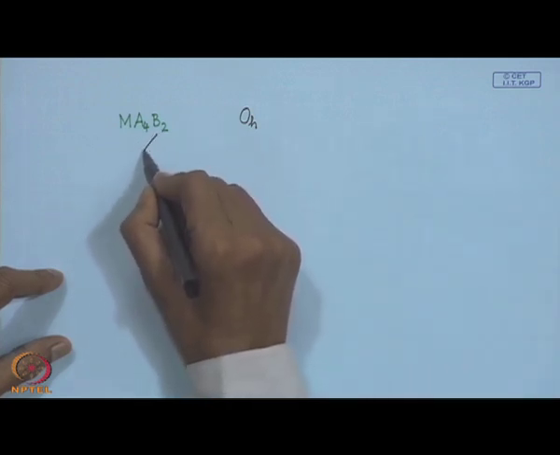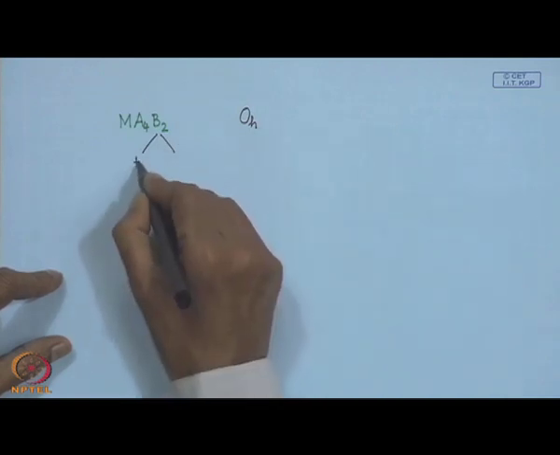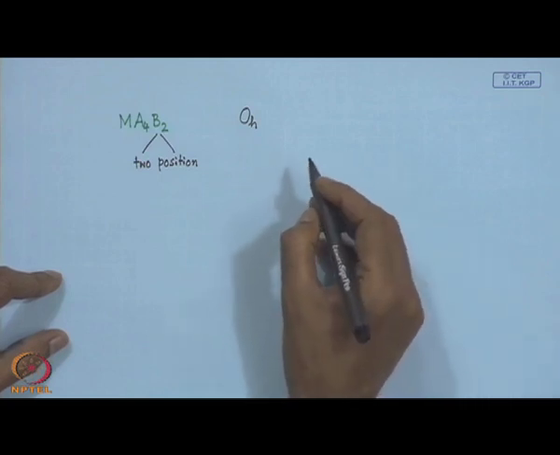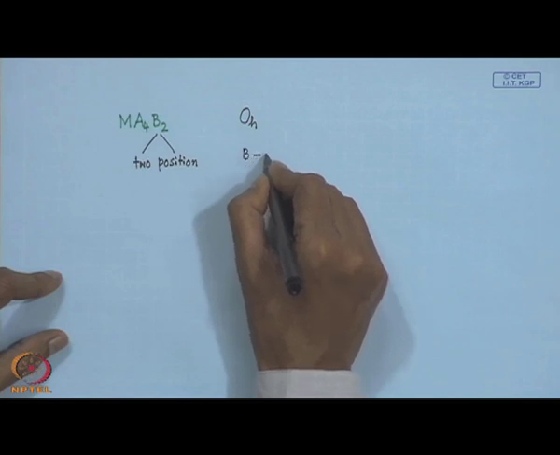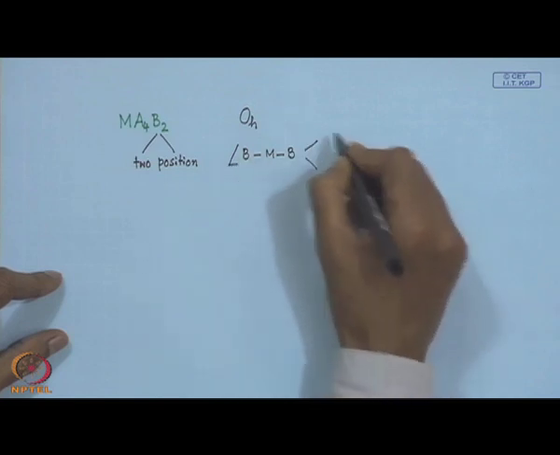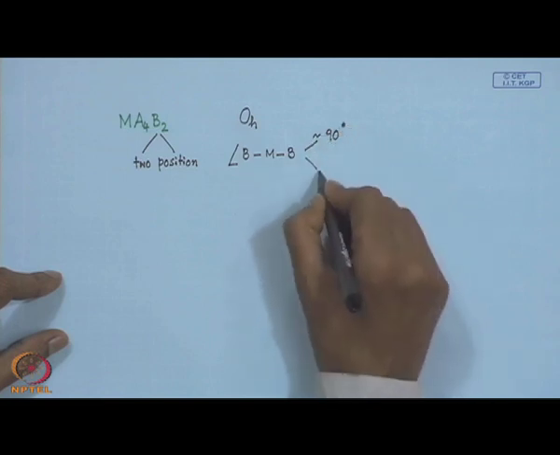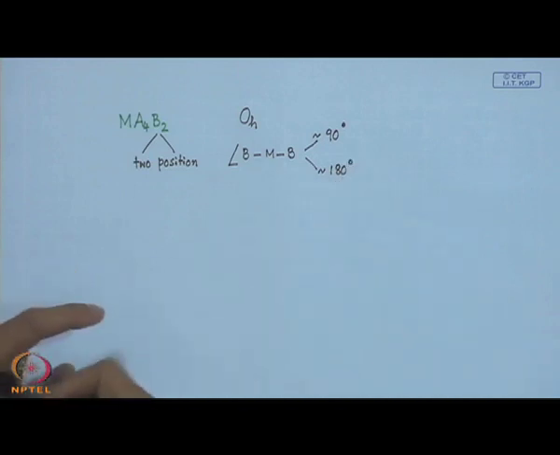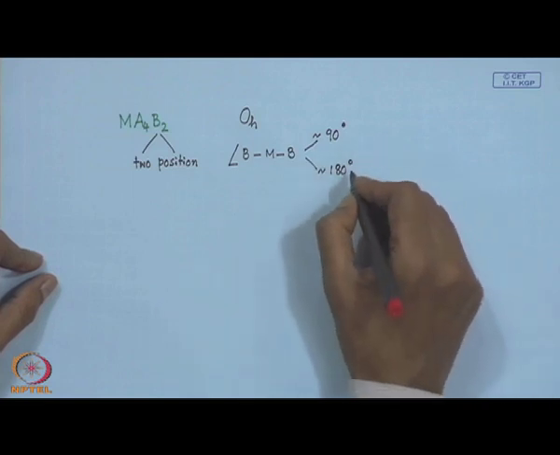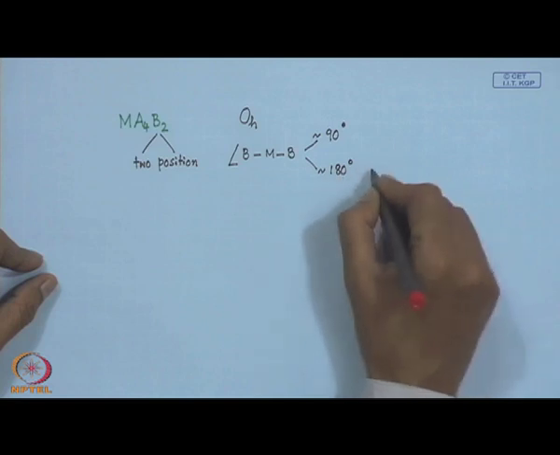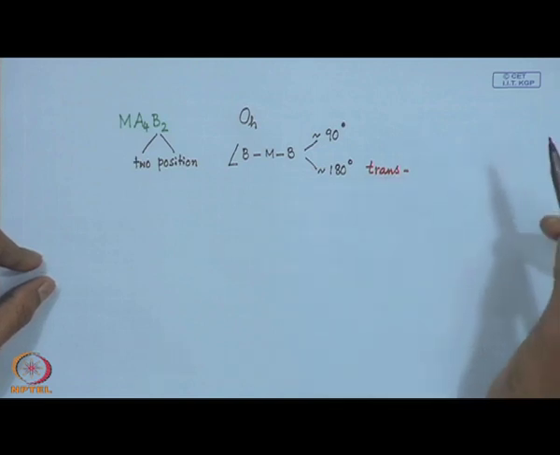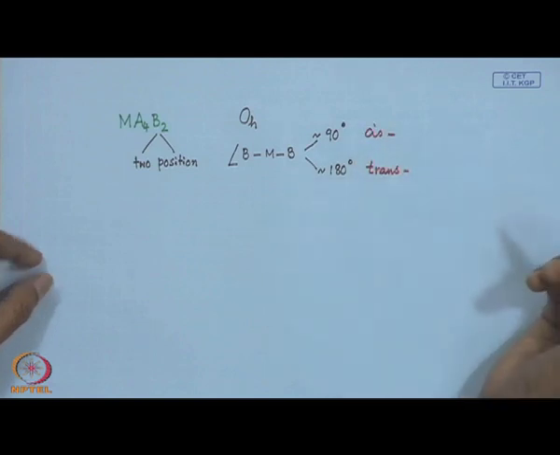We can have these 2 positions. B2 can have 2 positions, and for the BMB angle we can have 2 types of angles, one close to 90 degrees and another close to 180 degrees. When the B groups are opposite to each other, which is also true for square planar geometry, we get the trans isomer. We will discuss this when we study isomerism, and the other geometry is the cis geometry.